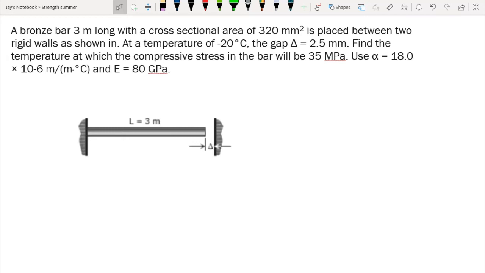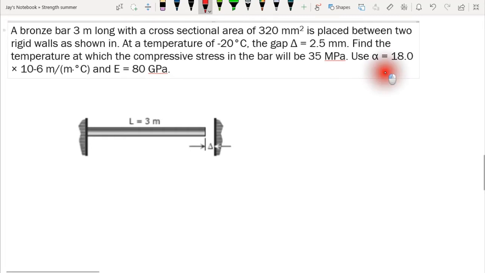And this is the continuation of the first part of the video for thermal effect. A bronze bar 3 meters long with a cross-sectional area of 320 square millimeters is placed between two rigid walls, as shown in the figure. At a temperature of negative 20 degrees Celsius, the gap is 2.5 millimeters. Find the temperature at which the compressive stress in the bar will be 35 MPa.